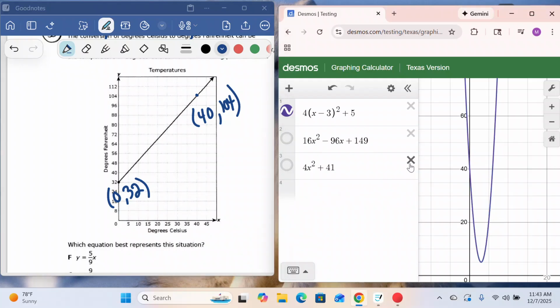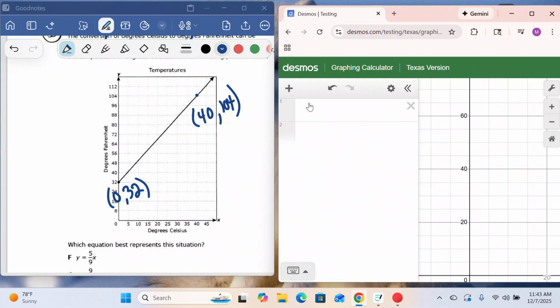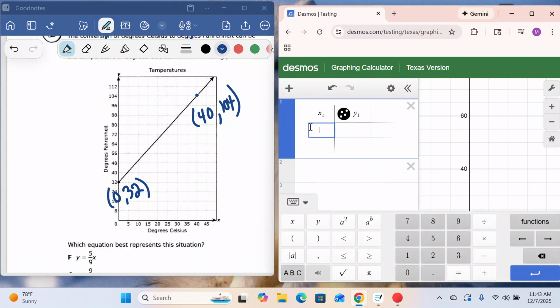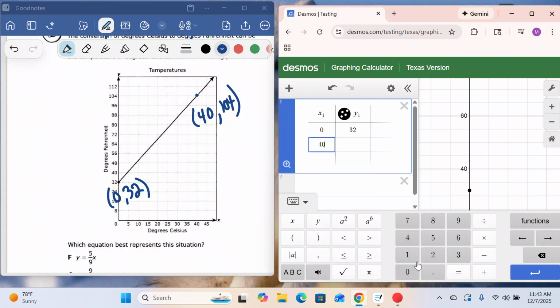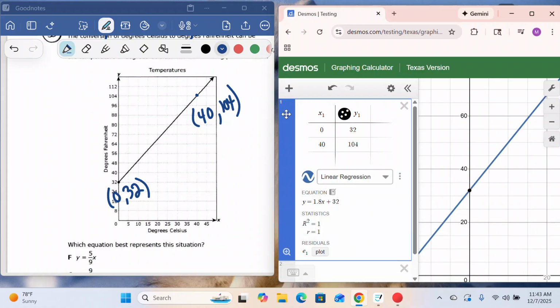So then I'm going to go ahead and do that, and I'm going to get rid of all those, and then I'm going to put my table function, and I'm going to input 0, 32, and it looks like an estimate, so let's see what it gives us. And then I have my 40, and I have my 104. Then I know that it is a linear regression, so I know that it's linear, so it's 1.8x.